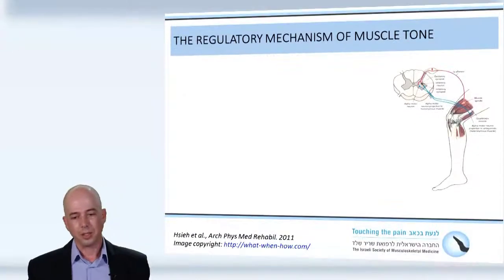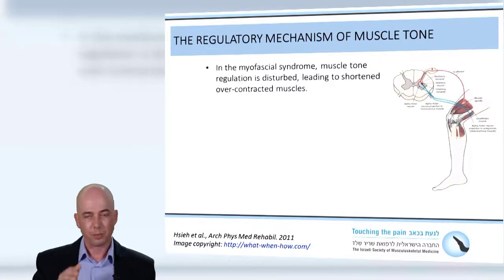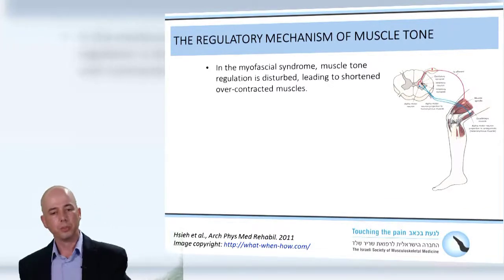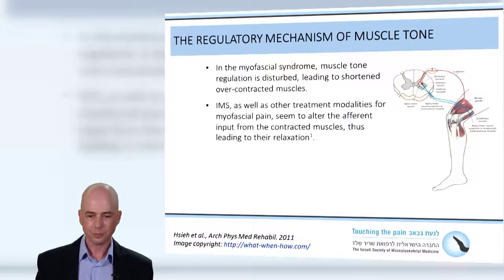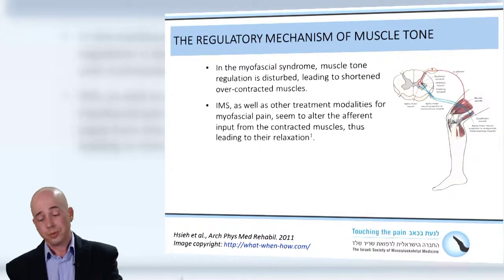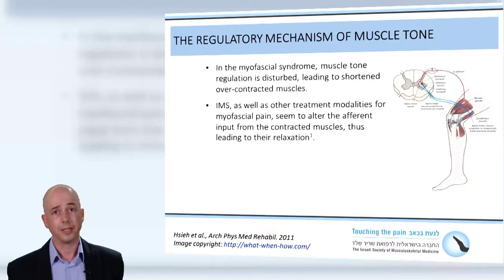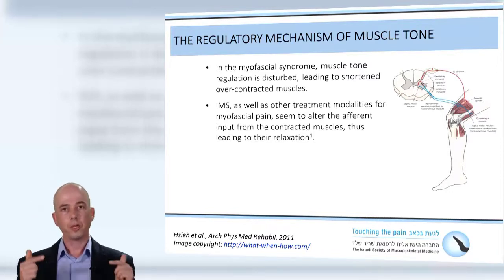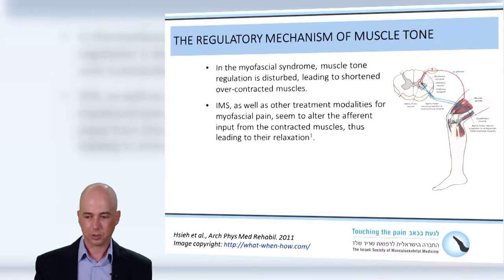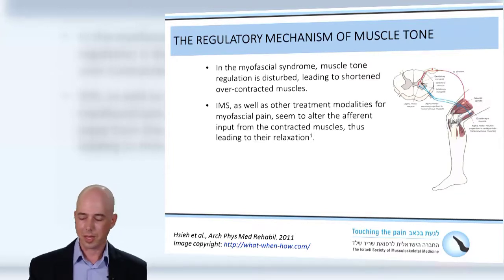But the interesting thing is that in myofascial pain syndrome, muscle tone seems to be dysregulated, which leads to shortened and over-contracted muscles. And different treatment approaches, manual treatment approaches, such as dry needling or IMS, intramuscular stimulation, as well as other treatment modalities, seem to alter the afferent input from the muscle to the spinal cord. That way, they cause a relaxation of the muscle.